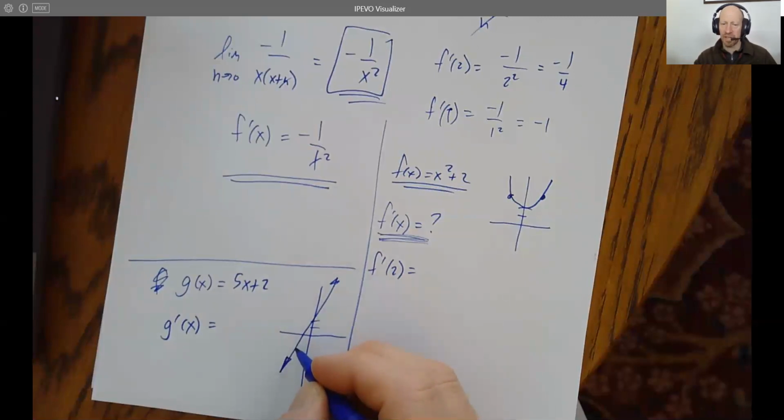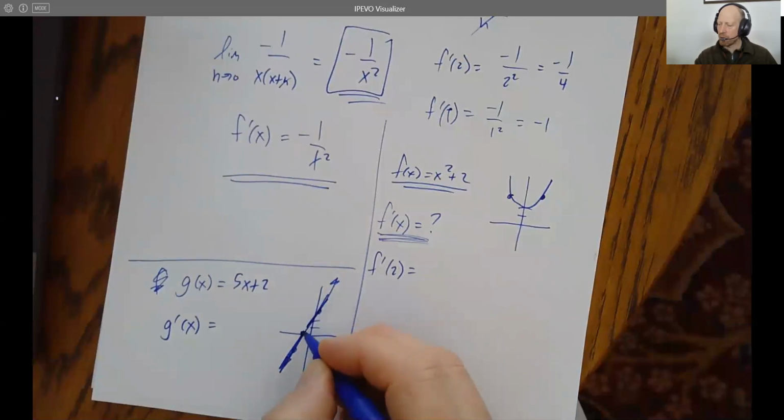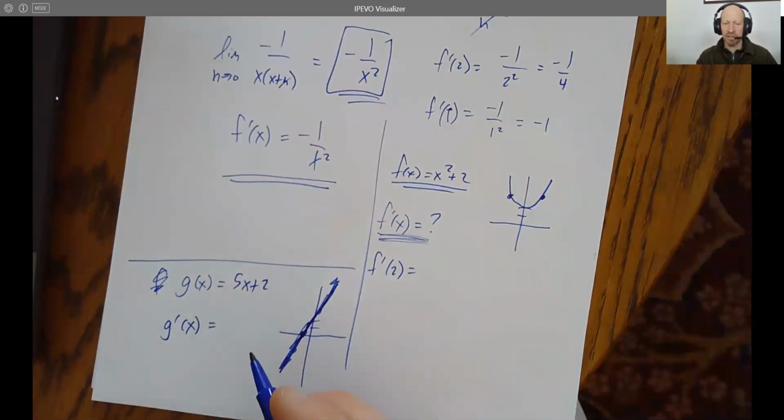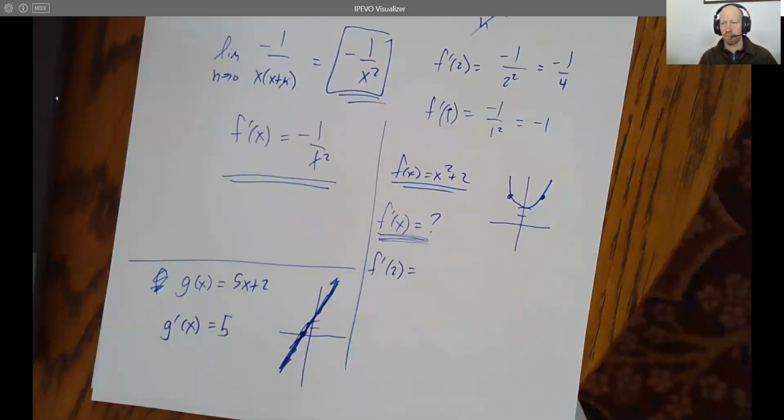You may not be totally sure what the tangent line is, right? 5x plus 2 is this line. Turns out the tangent line at any point is going to fall on that same line. The goal of the tangent line is that it sort of matches the existing function at that point. So for this function, no matter where I am, the tangent line is going to fall right on that line. So the derivative at any point is going to be 5. Whether x equals 2 or x equals 10, the slope there is always 5.